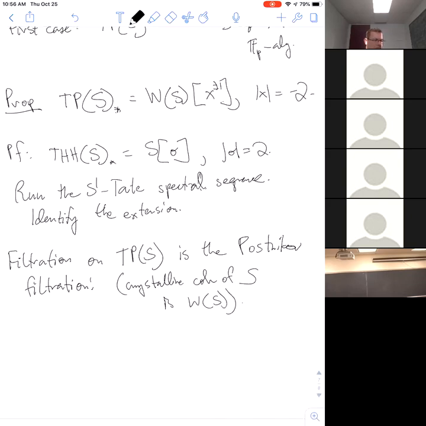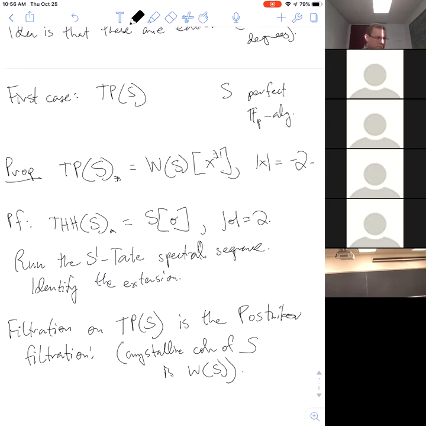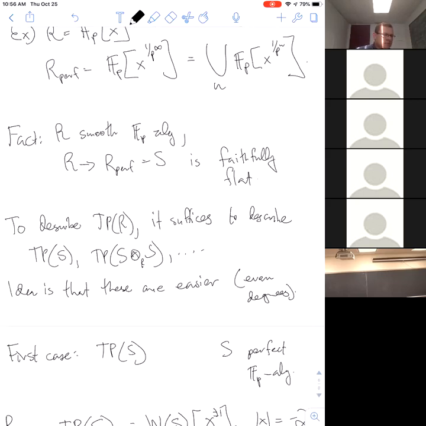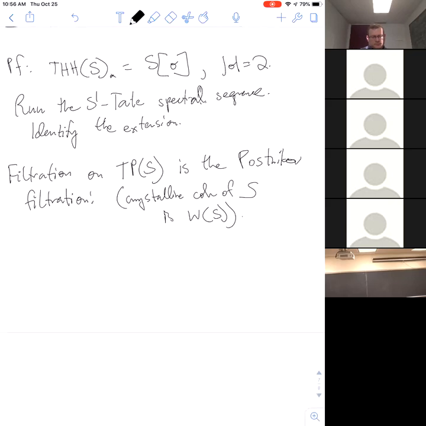Okay, so that's the first step. But for perfect rings, things are pretty concrete. Unfortunately, what's going to happen is we need to understand not only TP of S, but also TP of S tensor_R S, and this whole Čech nerve. So unfortunately, this is not sufficient.